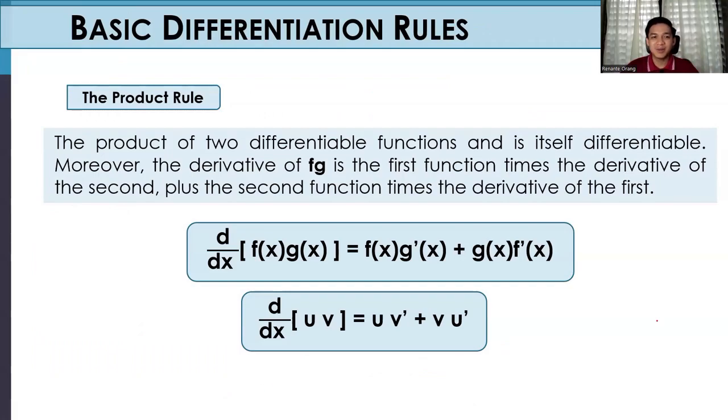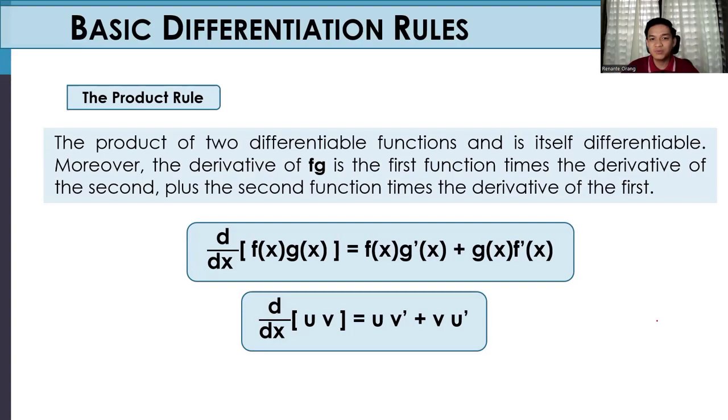Next rule is called as the product rule. The product of two differentiable functions is itself differentiable. Moreover, the derivative of f multiplied by g is the first function times the derivative of the second, plus the second function times the derivative of the first.